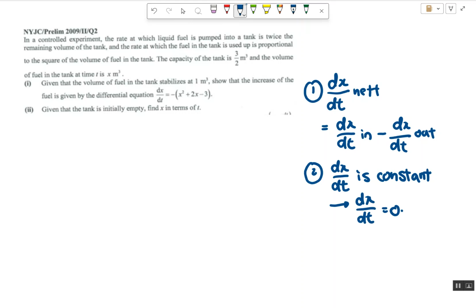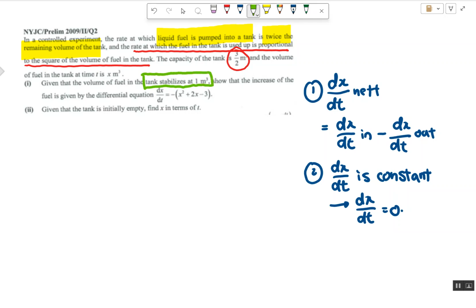Now in this question, it says that in a controlled environment, the rate at which the liquid fuel is pumped into a tank is twice the remaining volume. That's the first piece of information. The second piece of information is the rate at which the fuel is being used up is proportionate to the square of the volume in the tank. The capacity is 3/2, and the volume of fuel in the tank is x cubic meters. Given that the volume stabilizes at 1 meter cube, show that the increase of the fuel is this. This kind of question is usually worth about 6 marks.